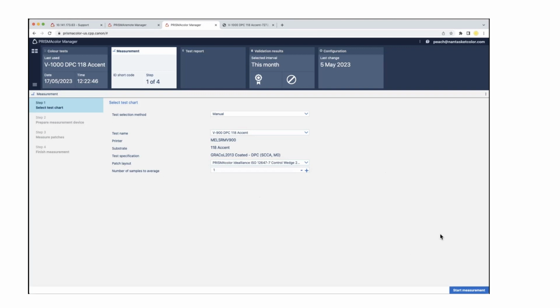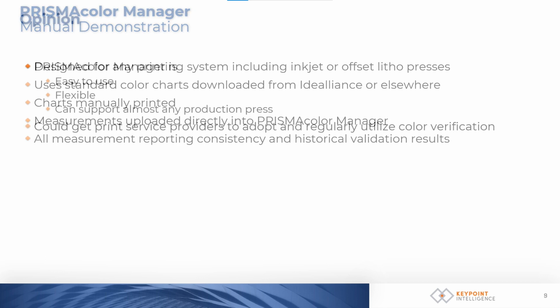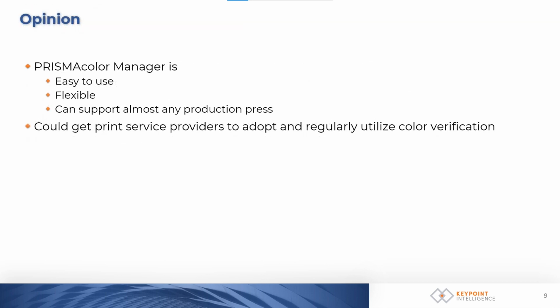The manual workflow is useful for getting measurements from a standard control wedge on any printing system, including inkjet or offset litho presses, and uploading the measurement directly into PRISMAcolor Manager with all the measurement reporting consistency and historical validation results. As stated in the earlier videos, we find that PRISMAcolor Manager could be instrumental in getting PSPs to adopt and regularly utilize color management and verification. As these demonstrations show, PRISMAcolor Manager is easy to use and flexible enough to support almost any production press.